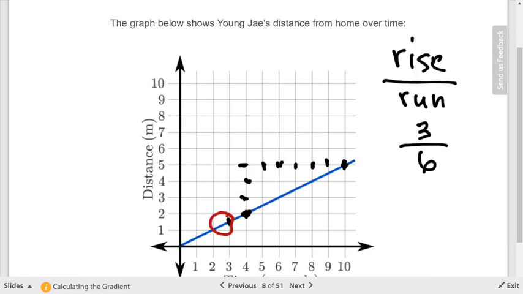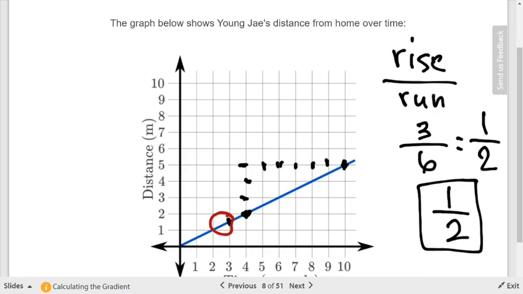What number will divide evenly into 3 and 6 at the same time? 3. They have a common factor of 3. That means I can divide them both by 3. If I divide 3 by 3, what do I get? 1. If I divide 6 by 3, what do I get? 2. So what is the slope of this line? 1/2. Exactly.